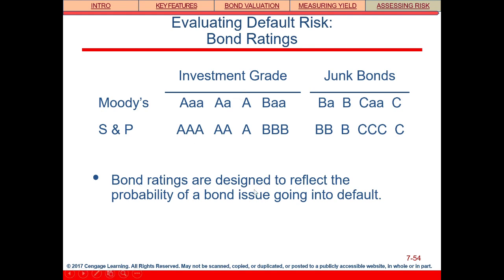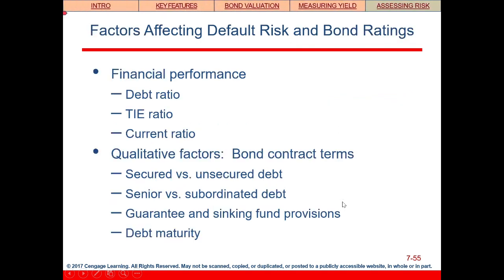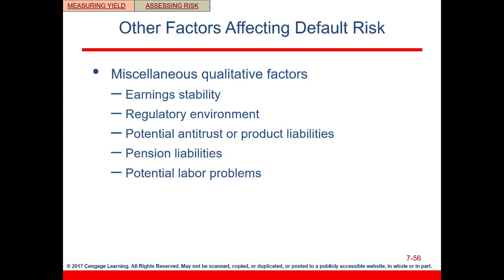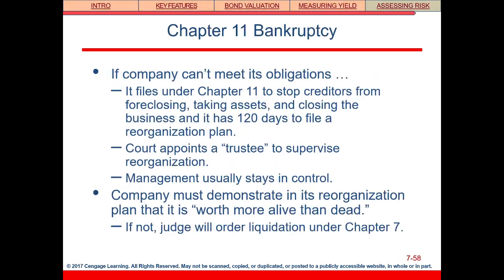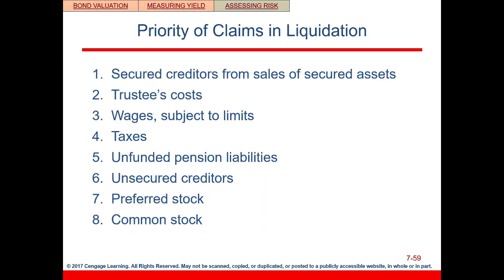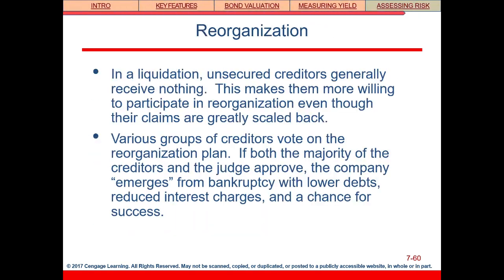So bond ratings are designed to reflect the probability of a bond issue going into default. The rest, like factors affecting default risk and bond ratings, other factors affecting default risk or bankruptcy, you can have a look at yourself if you're interested, but we're not going to go into the details of this, like reorganizations. Okay, so that's basically all for chapter 7.